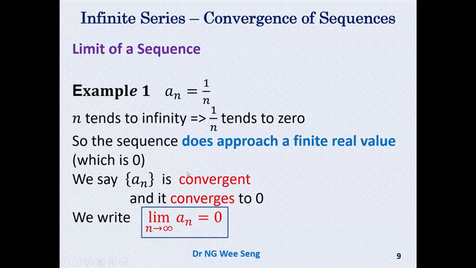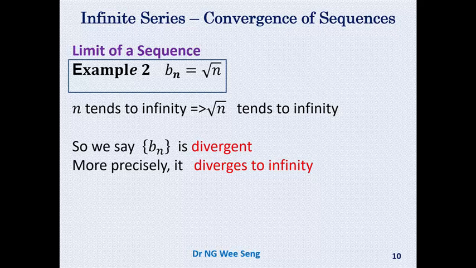So when this happens, we say that this sequence is convergent. So please learn this term. Convergent means it has a limit, which is a finite real value. We can even say that an converges to 0, since we know the value of the limit. Or in symbolic form, we can write this. LIM stands for limit. n goes to infinity is written below, followed by the sequence itself. So this equals 0 means an converges to 0.